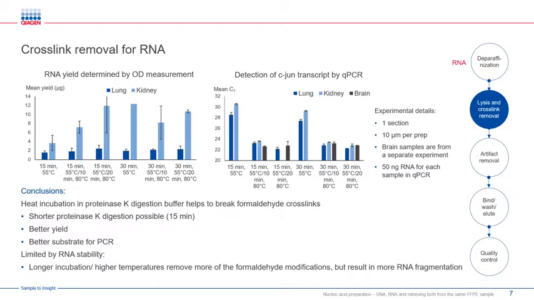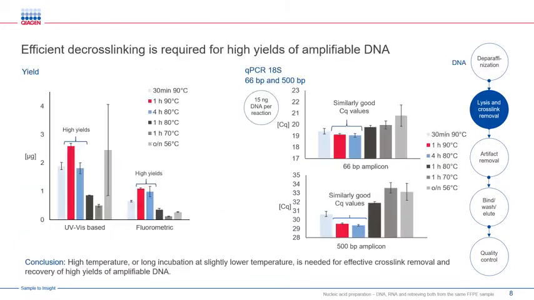And when we include the crosslink removal step, then we get a dramatic improvement of the PCR results. The CT value actually drops from around 28 to less than 24. So this is a huge difference and shows why the crosslink removal is really essential here, or in general for all FFPE samples. And the same is true for DNA isolation as well.